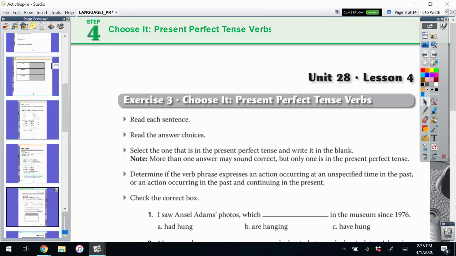Your goal in step 4 today is to identify present perfect tense verbs and adjectival clauses in sentences. Let's review. A verb in the present perfect tense has the present tense form of the verb have and the past participle of a verb, for example, has caught or has grown. A verb in the present perfect tense is used to tell about an action occurring at an unspecified time in the past or an action occurring in the past and continuing into the present.